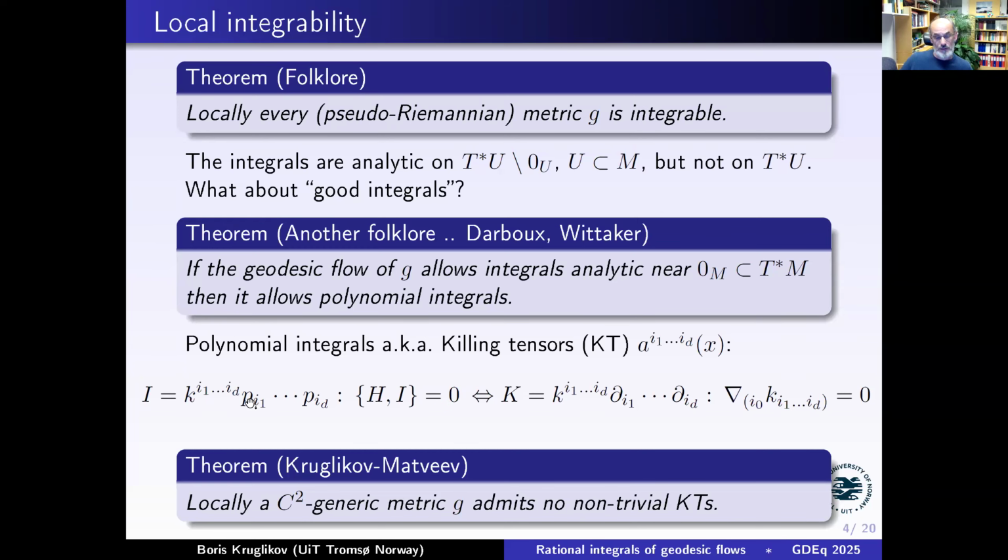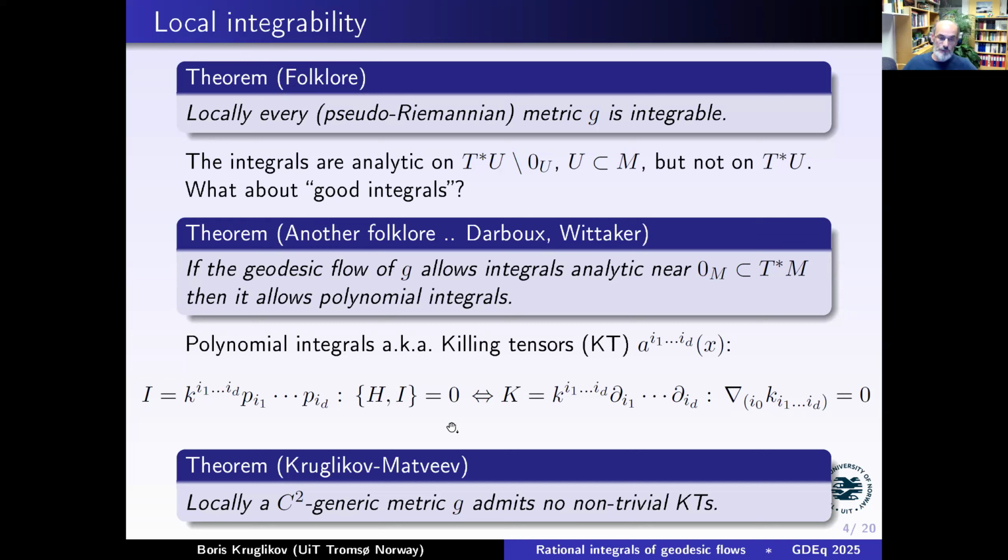Okay, so the condition that it's an integral is equivalent to the following. Instead of p_i, we can consider the corresponding vectors, and then the condition will be the following. We take this tensor, we lower indices, we differentiate it covariantly, and we symmetrize over all indices. It was already symmetric in indices i1 to id, but when we differentiate this tensor, we make a bigger symmetrization. The parentheses around the indices mean symmetrization. That's equal to 0. That's the condition for a Killing tensor.